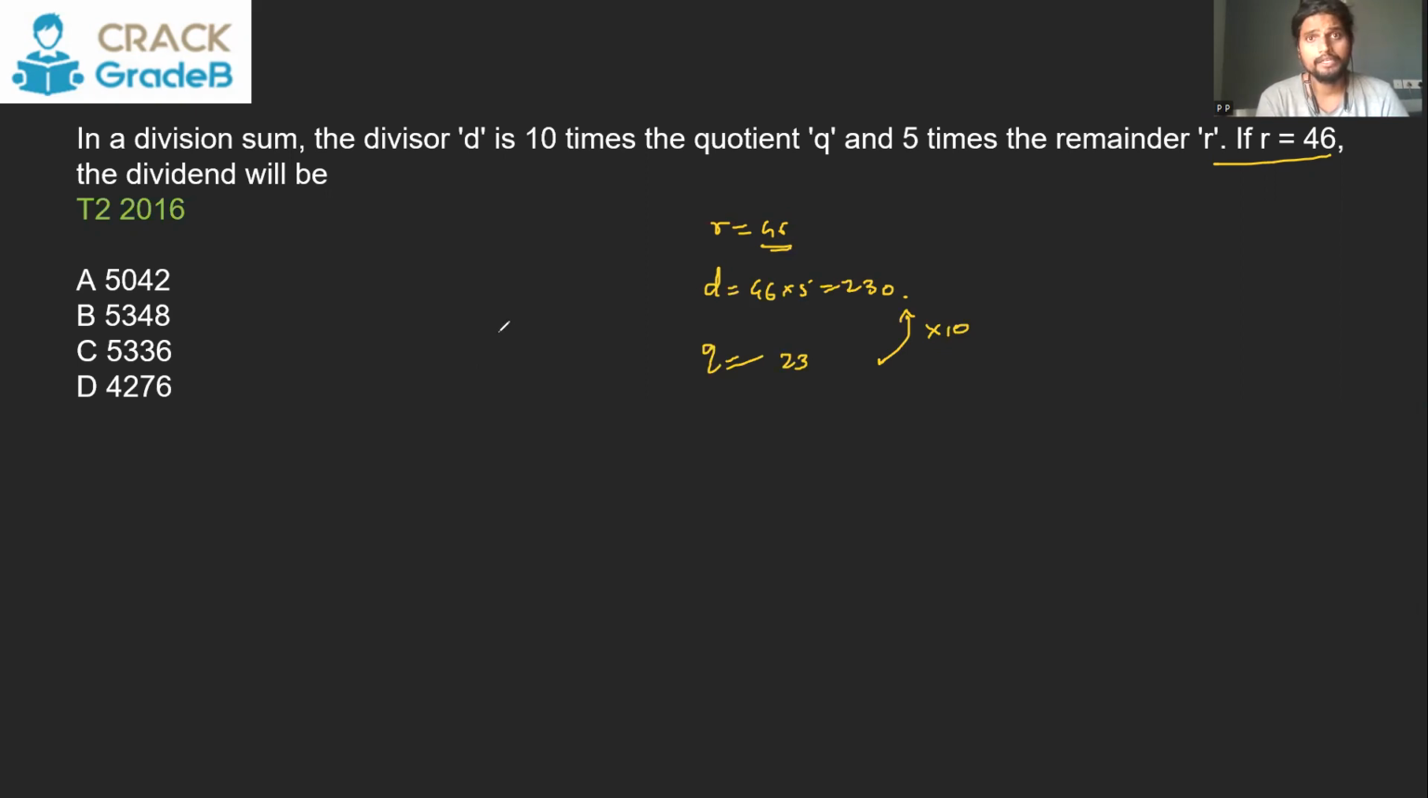The dividend will be... you know the dividend is divisor into quotient plus remainder. So 230 into 23, that is 5290, plus 46, that is 5336. The answer is going to be 5336. Okay, let's see one last question for this topic.